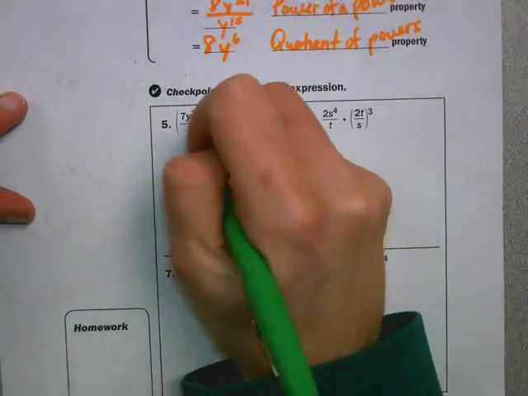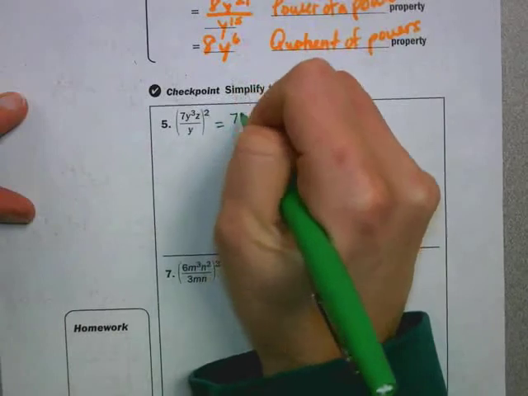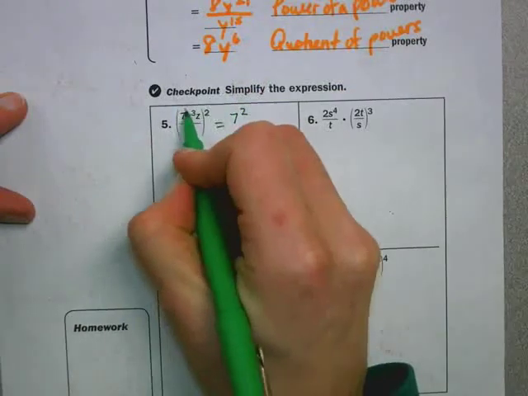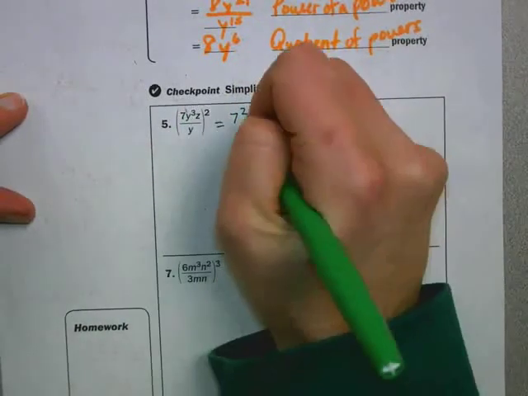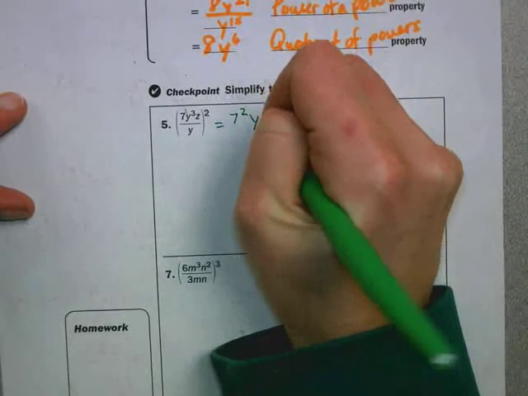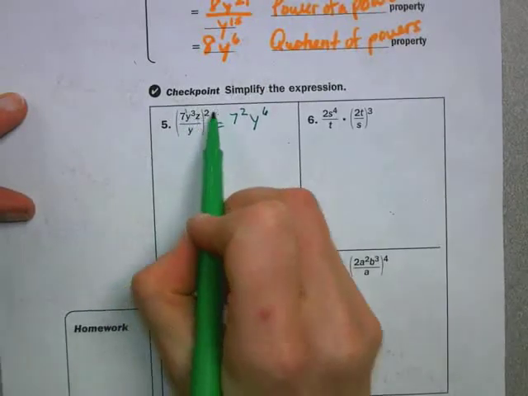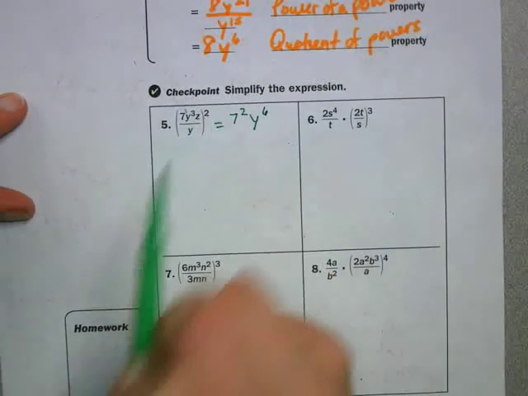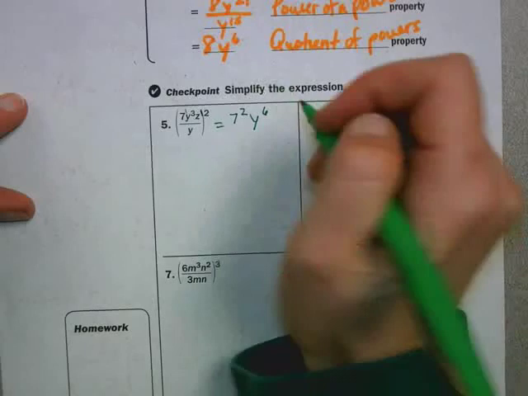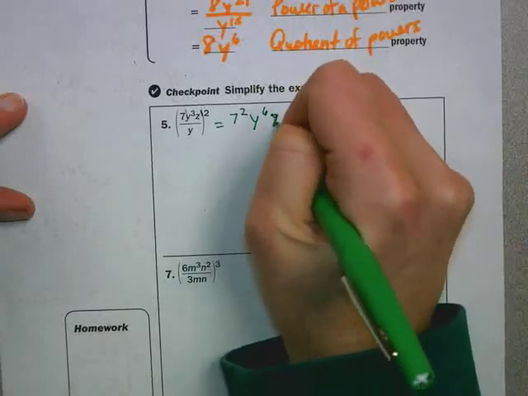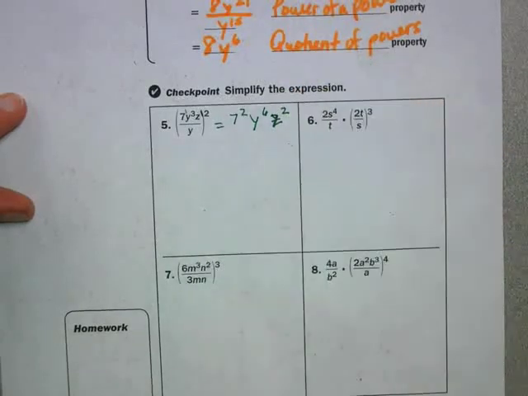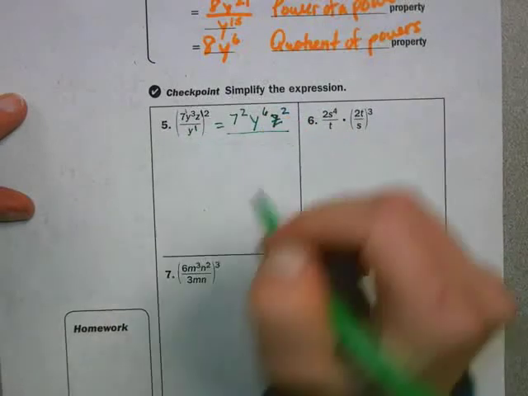So 7 squared, because it's 7 to the 1st, 1 times 2 is 2. Y becomes y to the 3rd, y to the 3rd becomes y to the 6th. So 3 times 2 is 6, and this is z to the 1st. 1 times 2 is 2, so that's z squared. On the bottom, this is y to the 1st, so it becomes y squared.